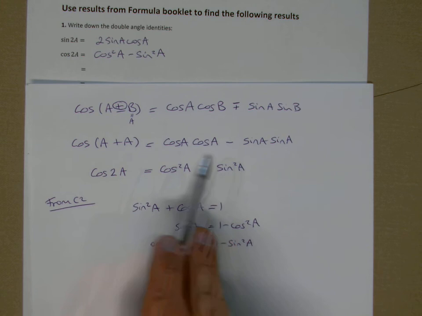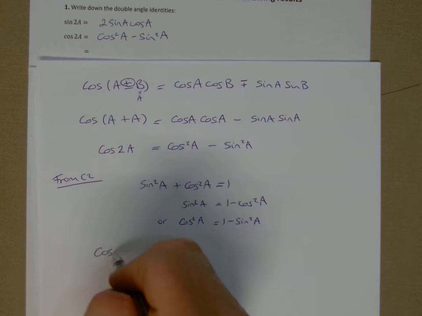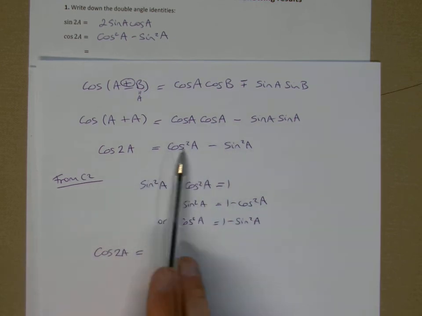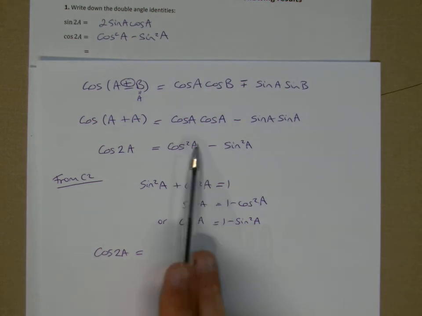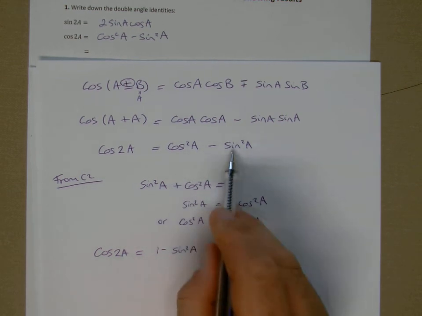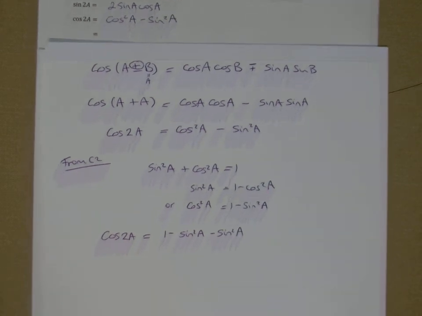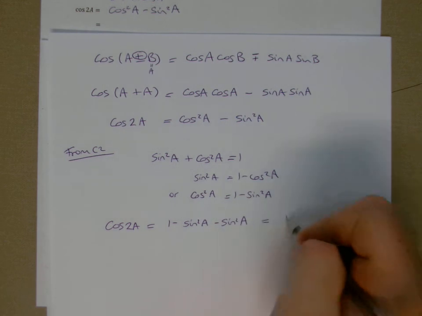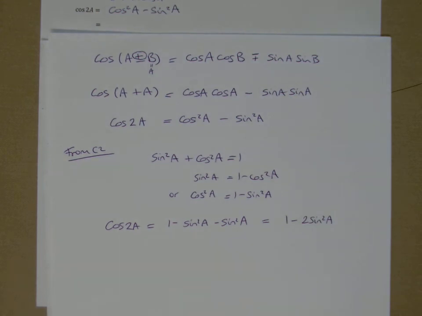So this is helpful now in my result up here, because I can just rearrange it. So for instance, let's look at the other results. Cos 2A, well, if you think about it, cos squared A is just 1 minus sine squared A, isn't it? So I can write 1 minus sine squared A in place of that. And then of course I've got this minus sine squared A at the end. So then all of a sudden this becomes 1 minus 2 sine squared A. Okay, so that's my second result, and what's nice about this result is that it's just in terms of sine.